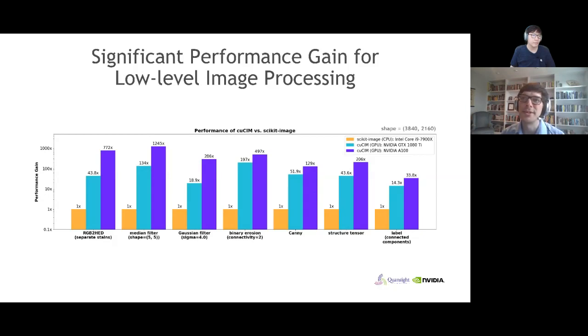And in these benchmarks, the A100 substantially outperforms the 1080 Ti, but both GPUs provide a large acceleration over scikit-image, ranging anywhere from a factor of 14 for labeling the connected components to greater than 1,000-fold acceleration of median filtering with a small footprint on the A100.